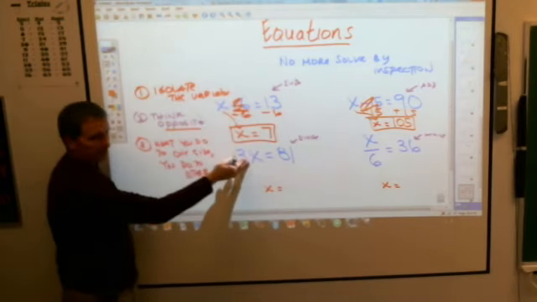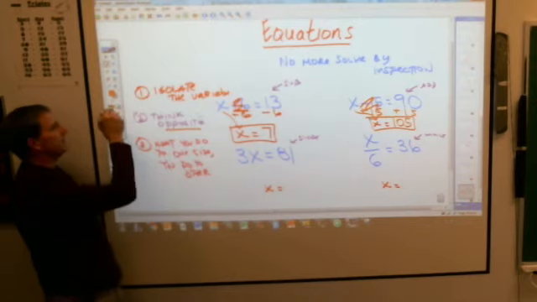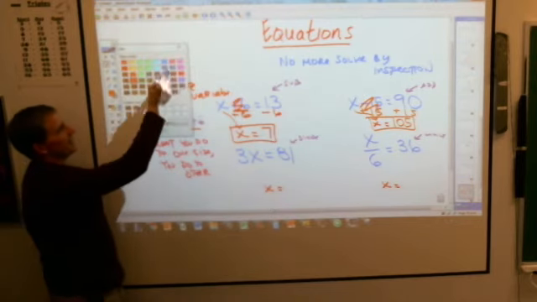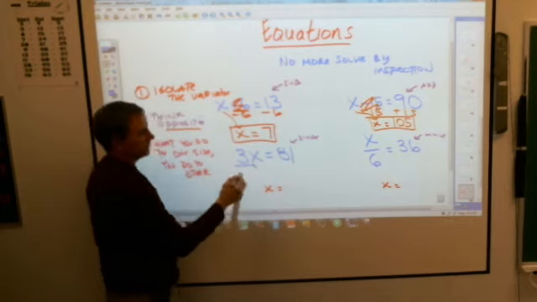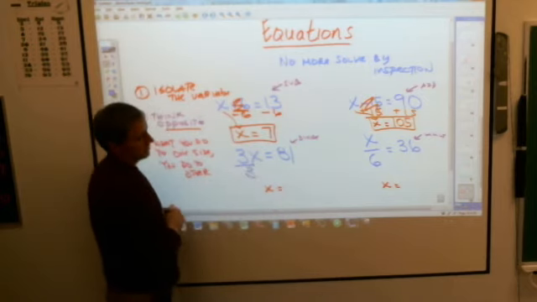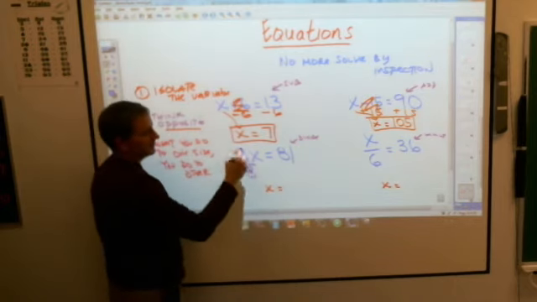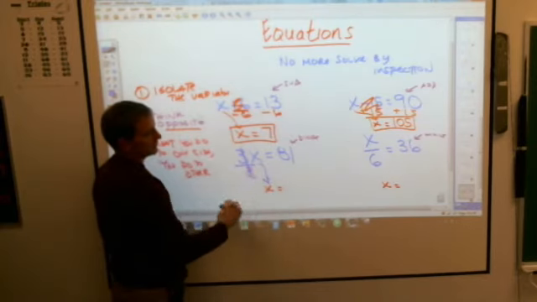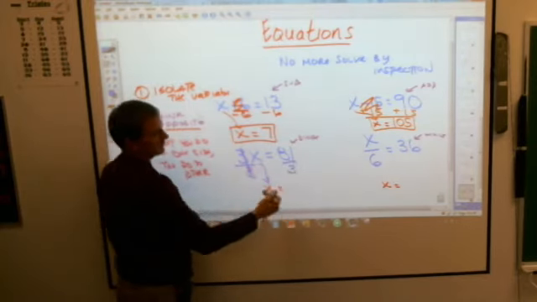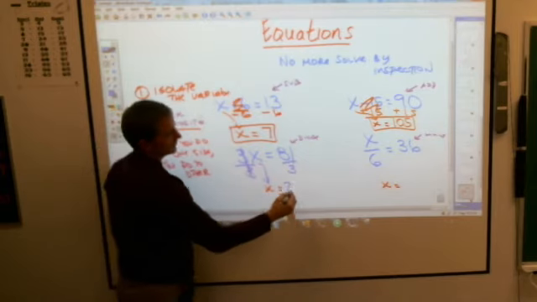This one here happens to be a multiplication one. To get x by itself, I need to do the opposite of multiplication, which is divide. And the way you show divide is like this. 3 divided by 3 doesn't really go away, but it gives you a 1. 1x is x. I divide this by 3. 81 divided by 3 is 27.